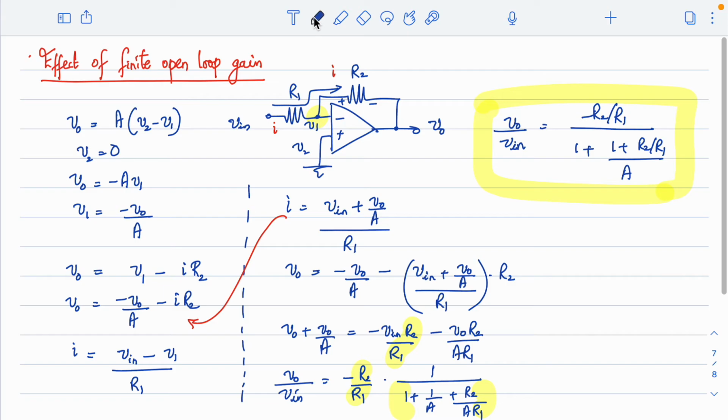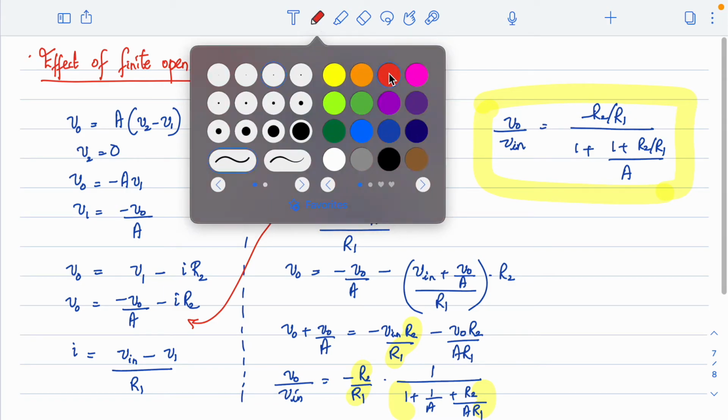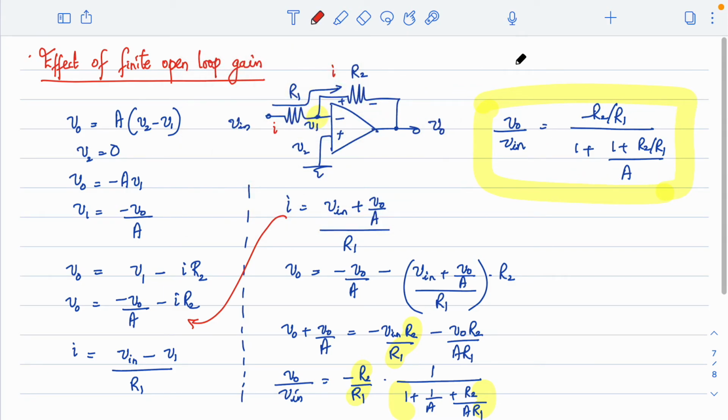Now, if you look at this, the same expression where we have written the finite open loop gain closed loop gain of a non-inverting amplifier. Now, what we assumed is A is finite, right? Now, can you tell me what is the case when your A is infinity in this? The same expression, if your A is infinity, what is the closed loop gain again? V naught by V in.